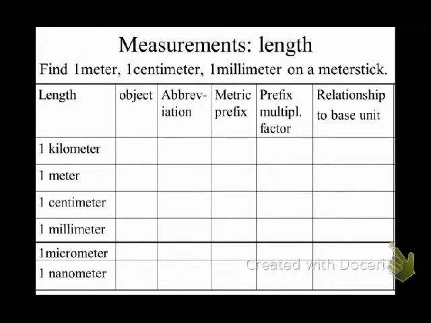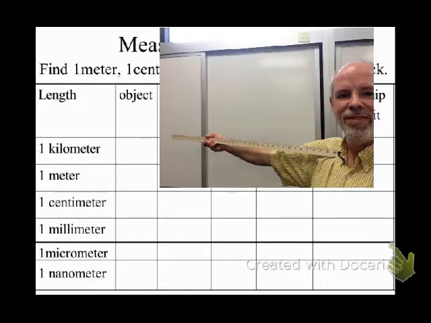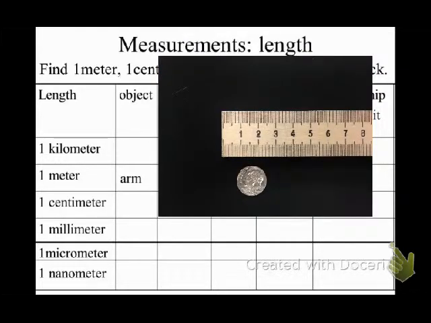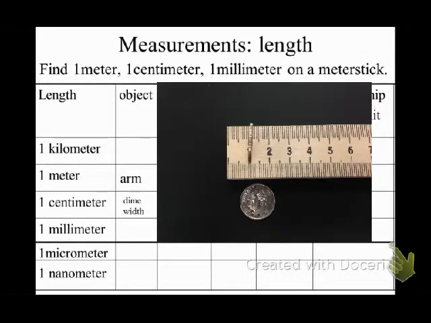Okay, so let's look at length and its units. I have a meter stick about the length of my arm. Up close, it is split into 100 parts, each the same length, about the width of a dime. These are called centimeters, and each centimeter is divided into 10 equal parts, each about the thickness of a dime.